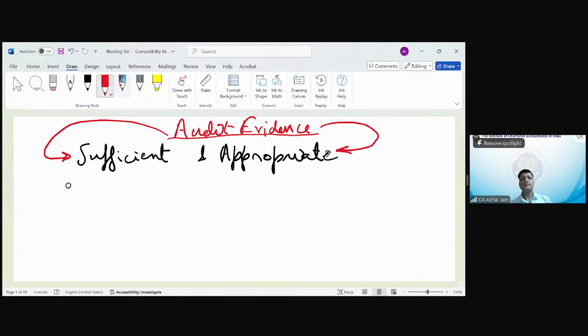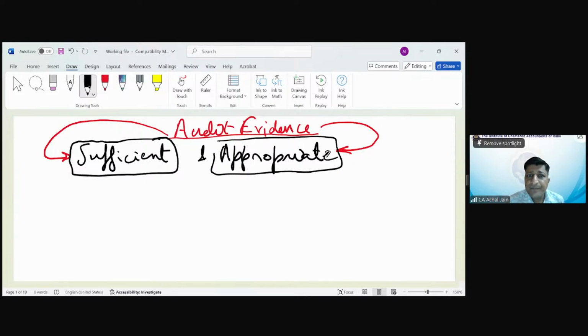Now, can you tell me what is the meaning of sufficient here? What is the meaning of appropriate here? Over to you. Anyone? What is the meaning of sufficient? What is the meaning of appropriate? Quickly. Tell me, what is the meaning of sufficient?